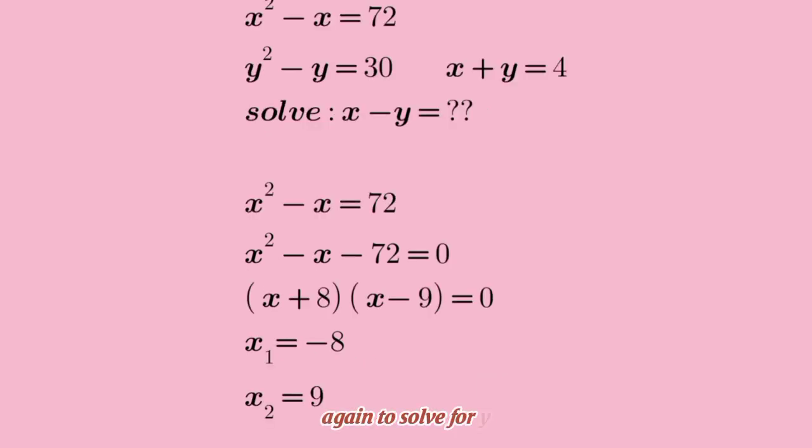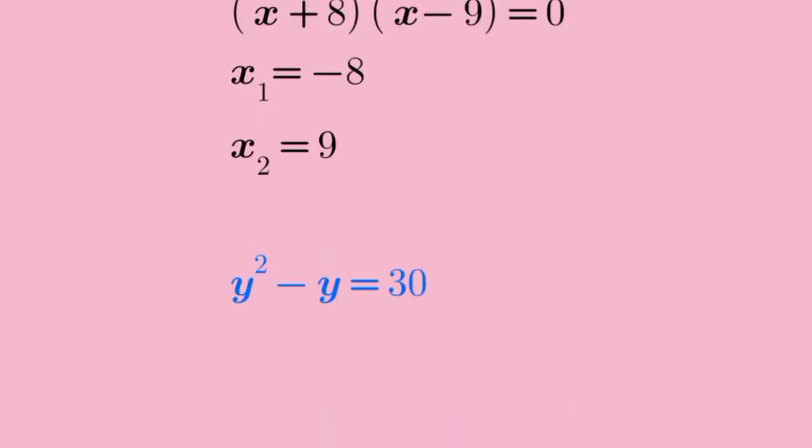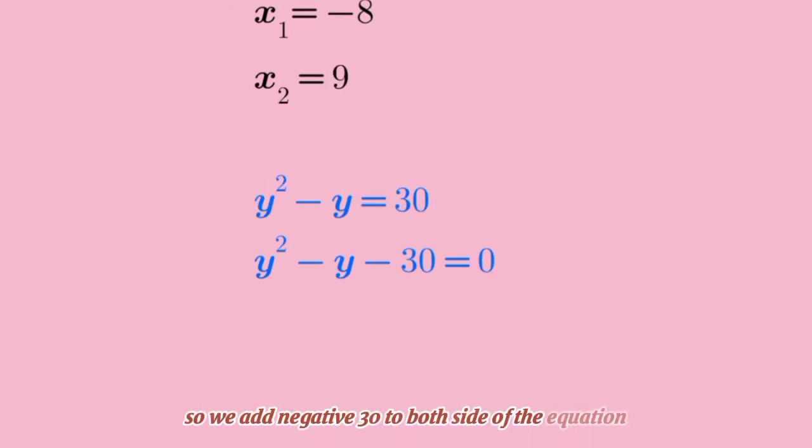Again, to solve for y, we are going to bring down our second equation, which is y squared minus y equals 30. And just as we did before, in order to use the factorization method, we are going to try equating our equation to 0. So we add negative 30 to both sides of the equation. So this will give us y squared minus y minus 30 equals 0.